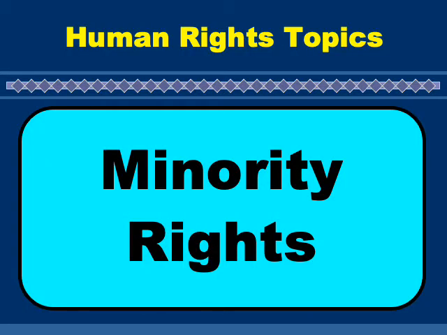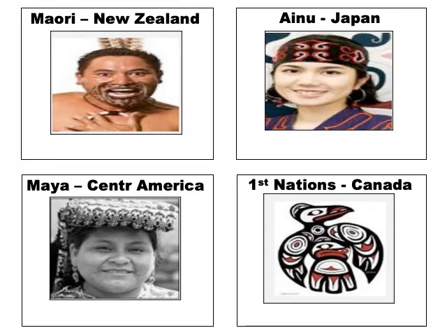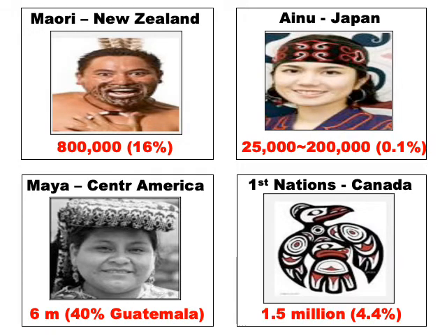Minority rights is another good topic to look at. Here, again, we're looking at different kinds of minorities. Indigenous peoples. Maori in New Zealand, about 16% of the population. Ainu in Japan, about 0.1%. The Maya in Guatemala make up 40% of the country's population. And in Canada, Native Canadians, the First Nations, are about 4.4%.